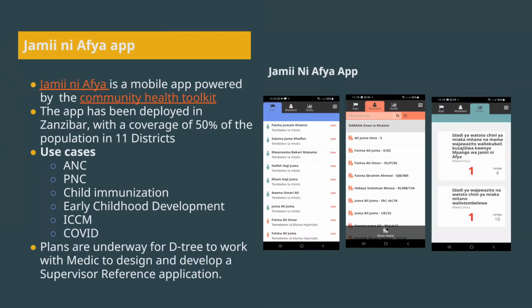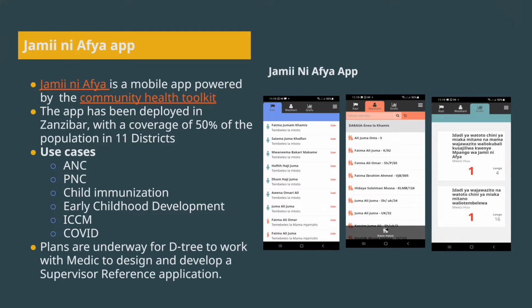A little bit about our work. So we mainly focus on the Jamii Afya project and the Jamii Afya app. And for those of you who are curious, Jamii Afya is a Swahili word, which, in rough translation, would be community is health. It's powered by CHT, and the app has been deployed in Zanzibar with a coverage of 50% of the population in 11 districts. Some of the use cases that we cover are ANC, PNC, child immunization, early childhood development, ICCM, and COVID.